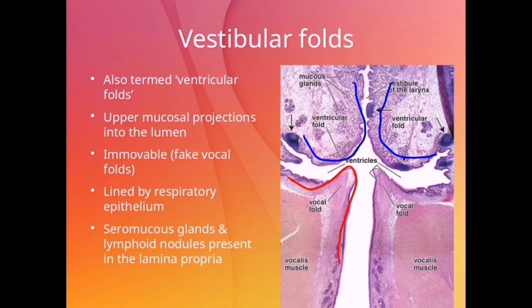So for this reason, these are also called ventricular folds. The vestibular folds or ventricular folds are immovable. They do not move, and they are lined by a respiratory epithelium. So beneath the epithelium we find mucosal glands within the lamina propria, and we also find mucosa associated lymphatic tissue in the mucosa of the ventricular folds. This part here we term the vestibule of the larynx. This is the ventricle of the larynx. And then this part is usually termed the rima glottidis.